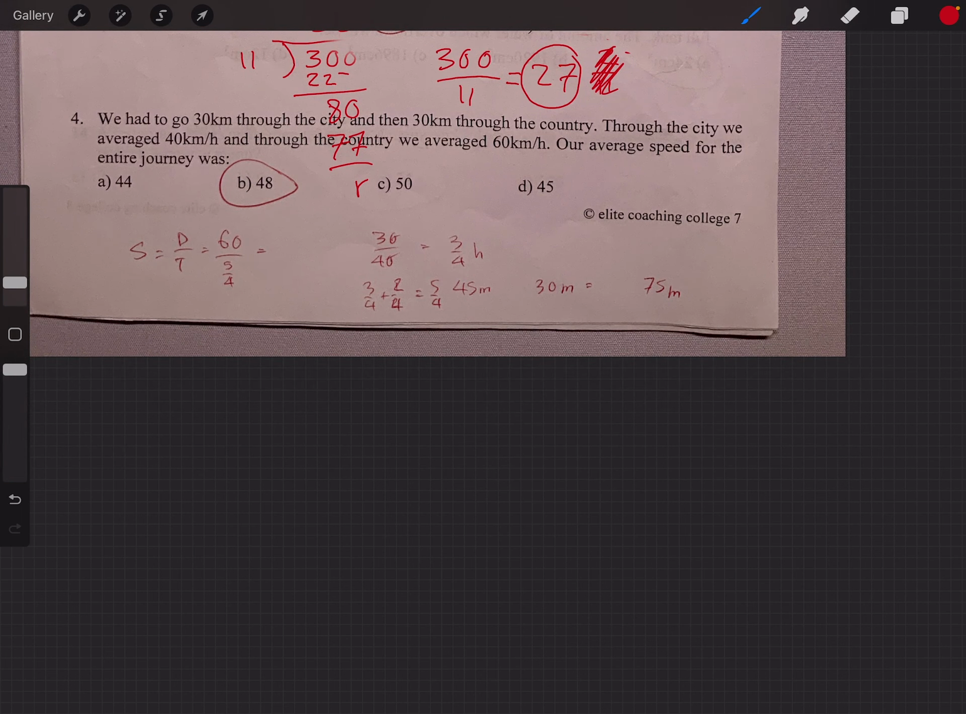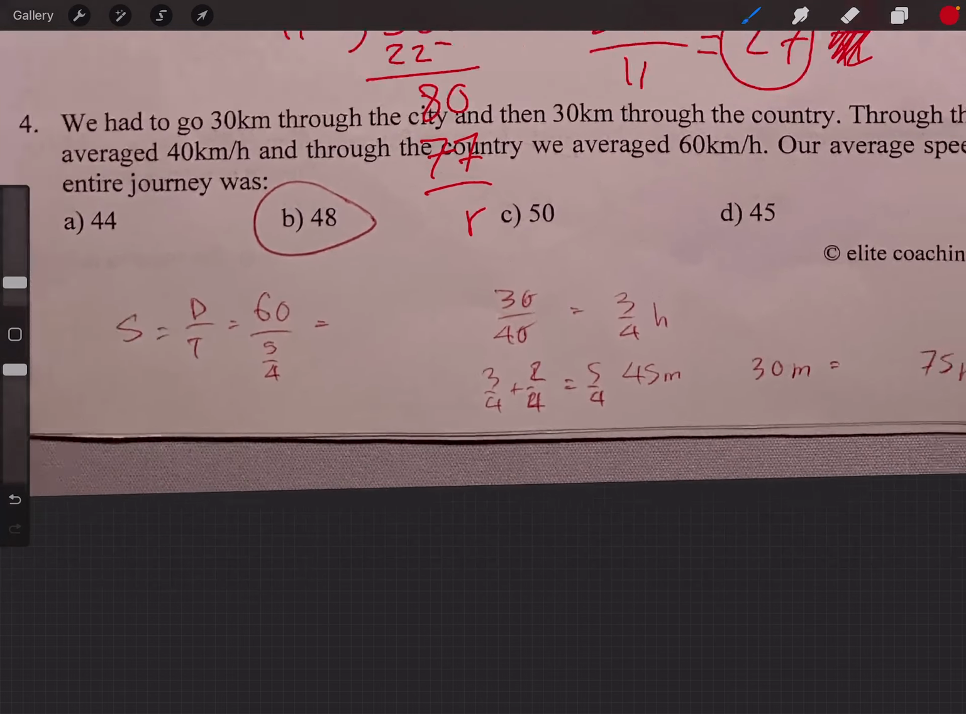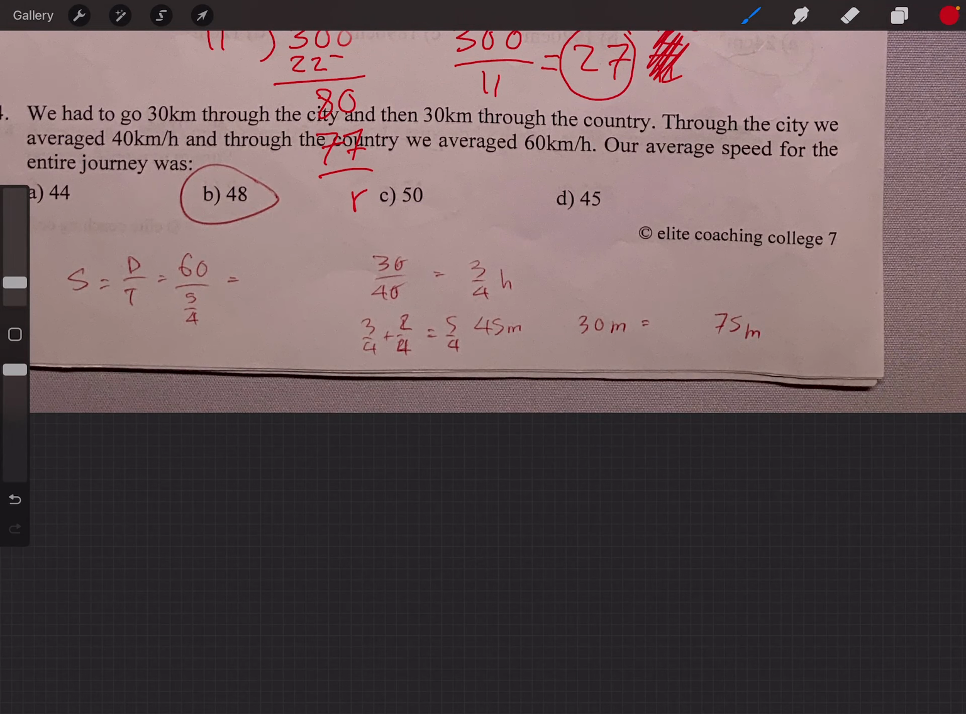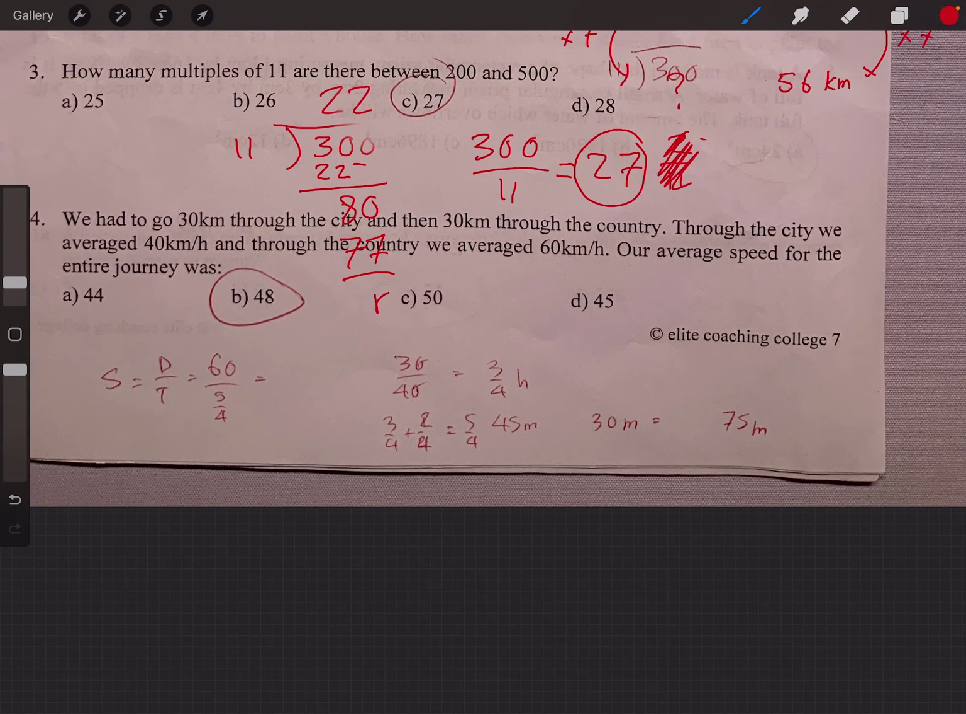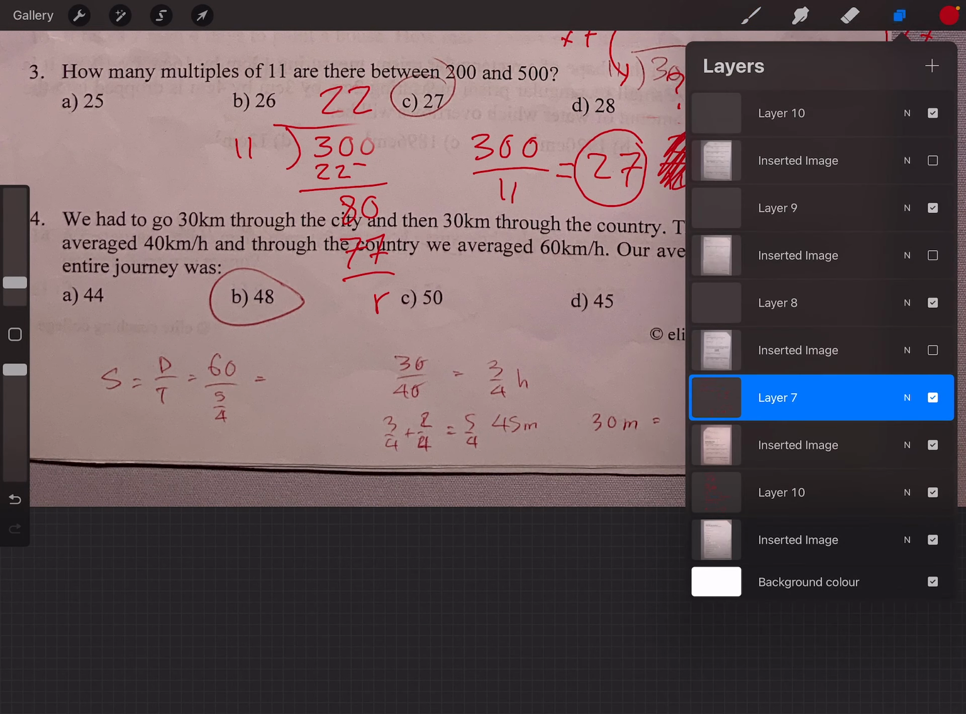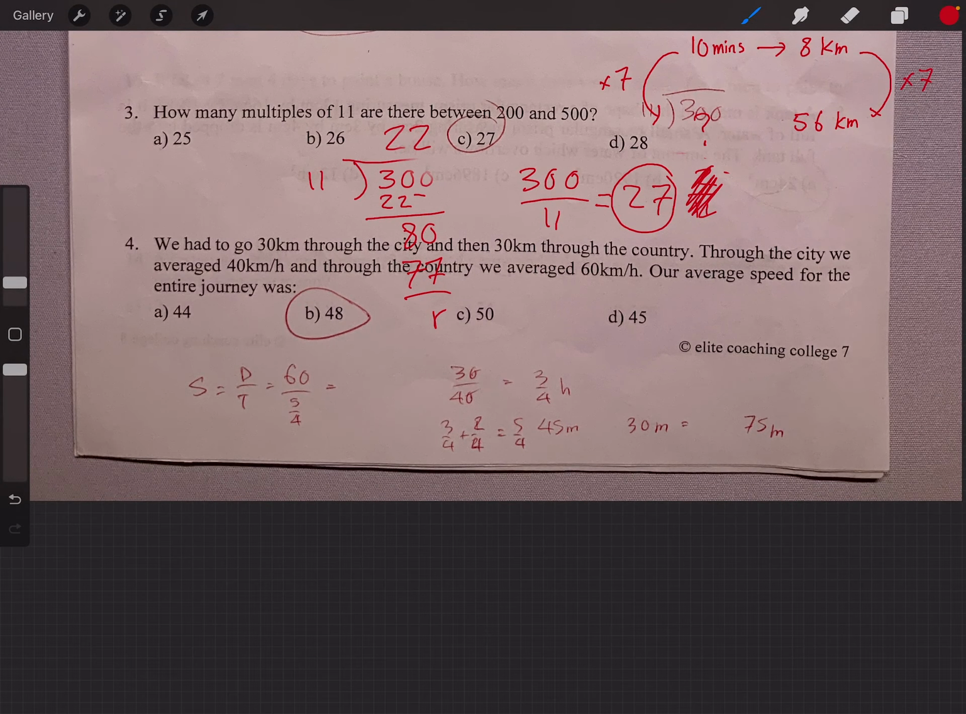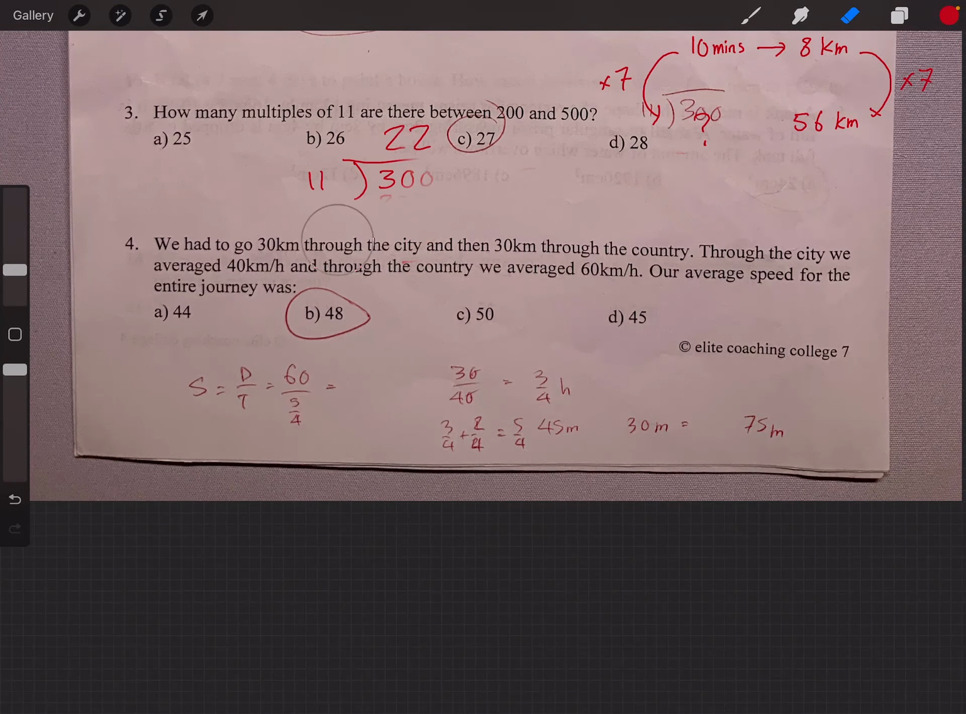Next one, question 4. We had to go 30 kilometers through the city and then 30 kilometers through the country. Through the city, we average 40 kilometers an hour, and through the country, we average 60 kilometers an hour. On average, our average speed for the entire journey was what? Okay, so this question is very tricky. It requires you to understand speed and distance and time and all that stuff.